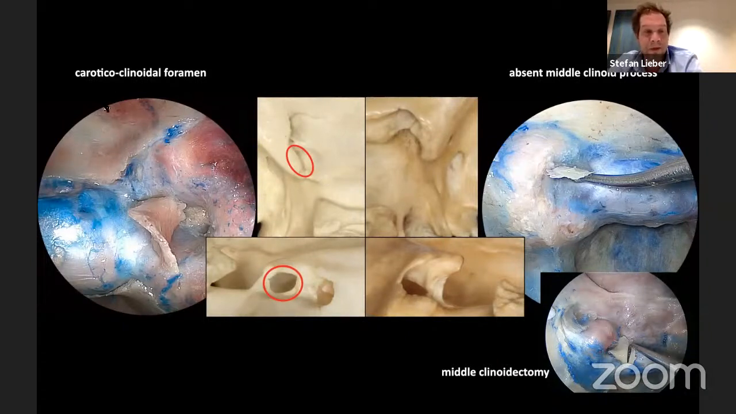This is the maximal connection with the caroticoclinoid foramen, when there is fusion between the middle clinoid and the anterior clinoid. This is the opposite, when there is virtually no middle clinoid process. And this is the stage in between, where you have the middle clinoid connecting with the overlying bone, but not forming a caroticoclinoid foramen. This is obviously relevant once you want to expose the overlying bone.